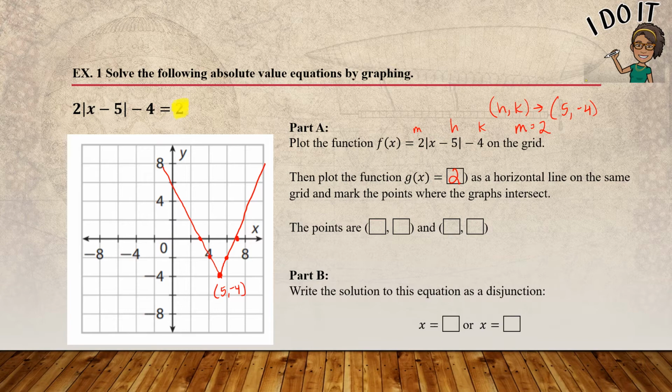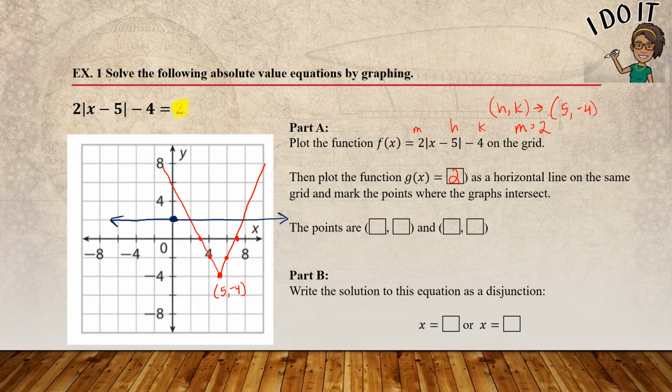So where is 2 located? Well, let me make it a different color. Let's do blue. 2 is located here. Remember, if I just have y equals 2, or f of x equals 2, or g of x equals 2, that means the line is going to go horizontally through the point 2 on the y-axis. So I'm going to graph the line y equals 2.